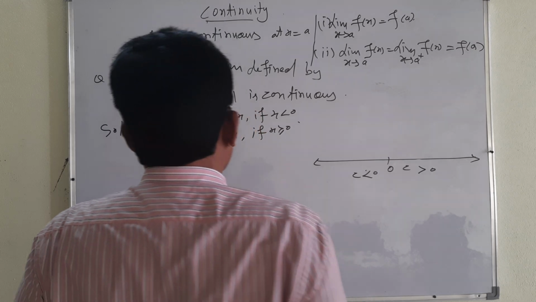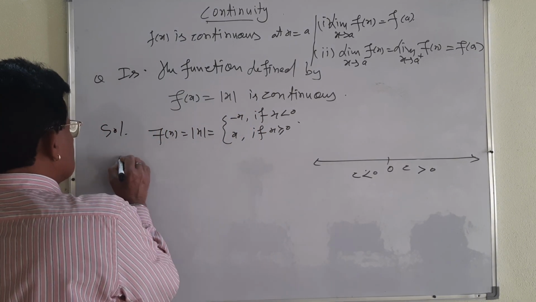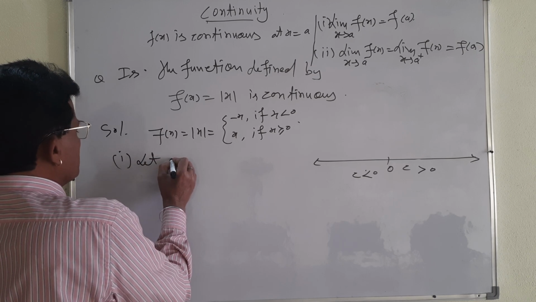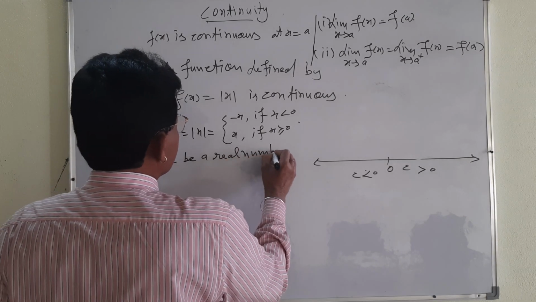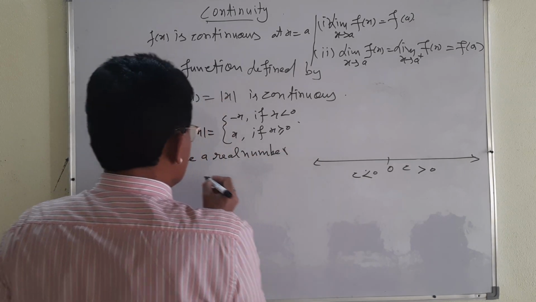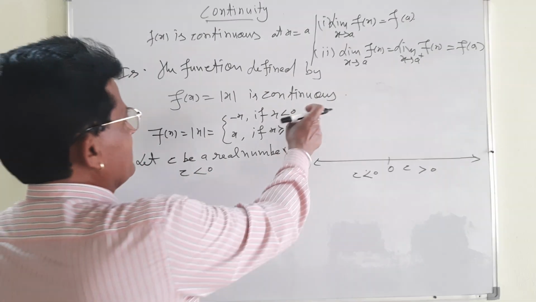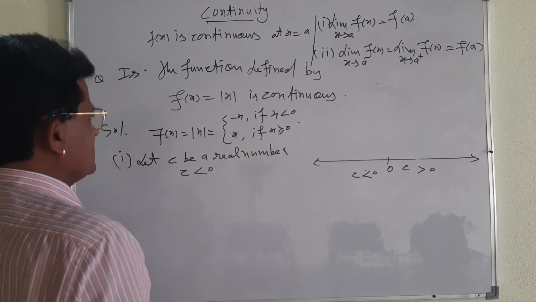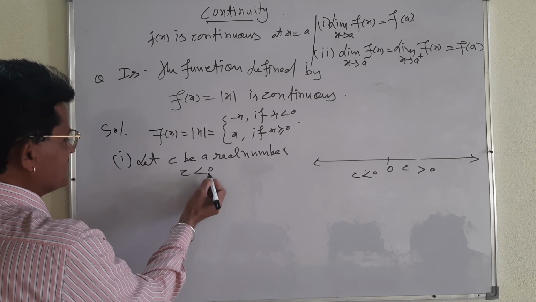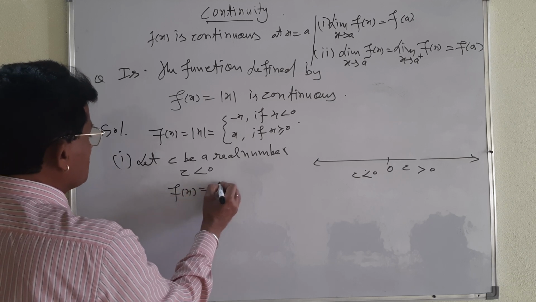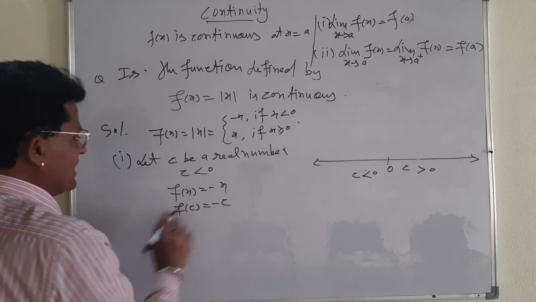That is why, you see, I am going to take the first case. Let c be a real number. I am taking the case c less than 0. Less than 0 means this function will be on the left side. Now, what will be f(x)? c is less than 0 means f(x) will be equal to minus x. In place of x, we put c, f(c) will be equal to minus c. This thing you will have to use.